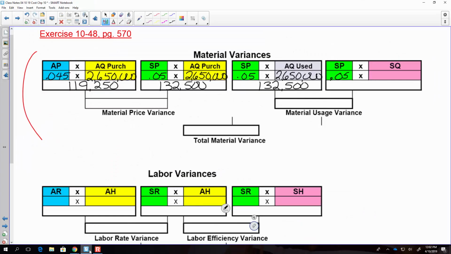All right. Should we try our SQ number? How do we get that? What are we going to multiply? What are we going to look for to get that number, SQ? The allowed input. Yeah, for the actual production. So we have to look for actual production, which was how much? 20,000 gallons, right? 20,000 gallons. So what do I multiply that by?